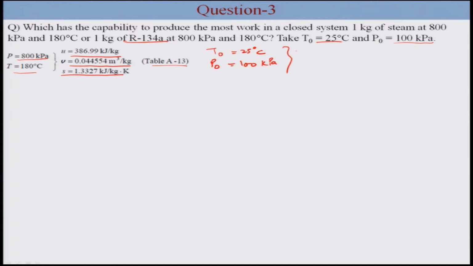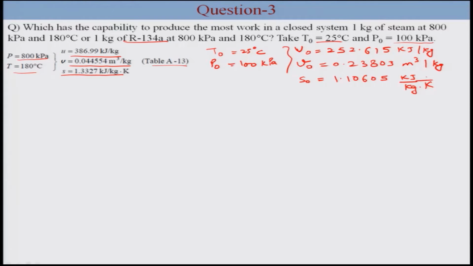These values are U0 is equal to 252.615 kilojoule per kg, V0 is equal to 0.23803 meter cube per kg, and S0 is equal to 1.10605 kilojoule per kg Kelvin. Now these values are obtained by interpolating between 20 and 30 degree Celsius, because directly the values are not given in the table A13. A similar procedure is followed as done for steam.